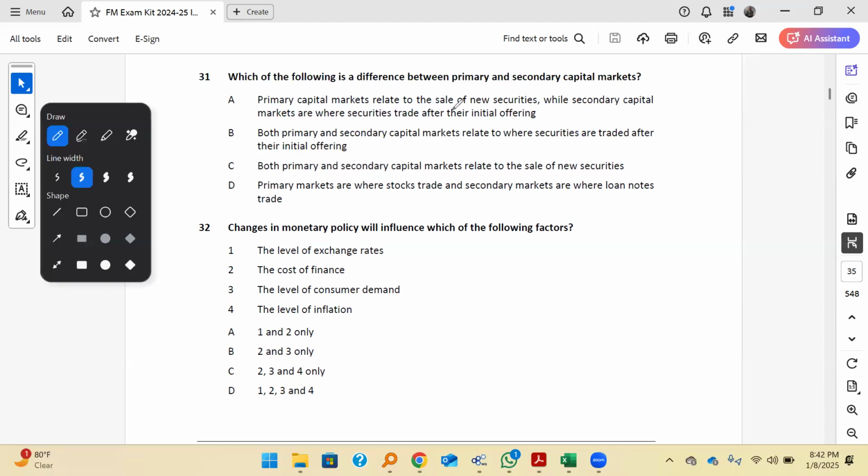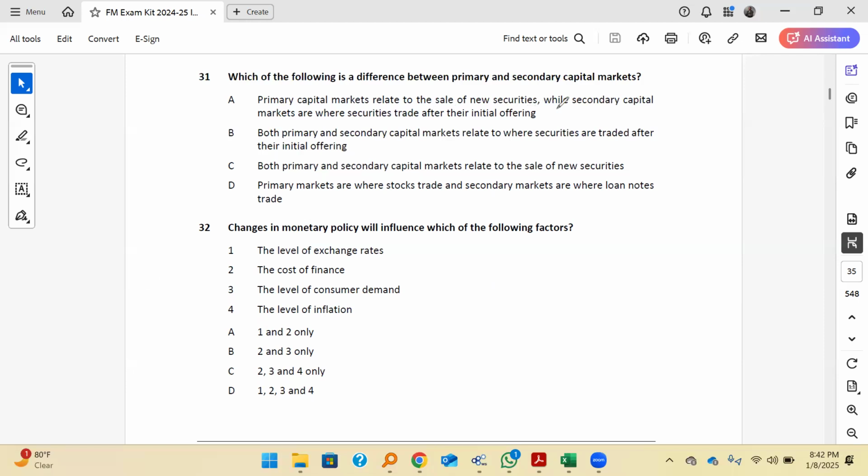Primary market refers to the sale of new securities, whereas secondary market refers to where securities trade after their initial offering. This is exactly what I've just mentioned. So that is the correct answer. But just to look at the others, both are where securities are traded after the initial offering, that's not correct. Both is where the new shares are sold, that's not correct. Primary is where the stock are sold, and secondary markets where loan notes are traded, that's not true. So the answer is A.